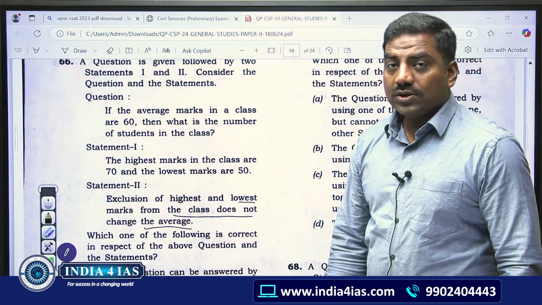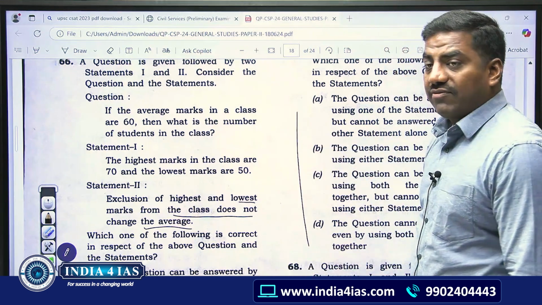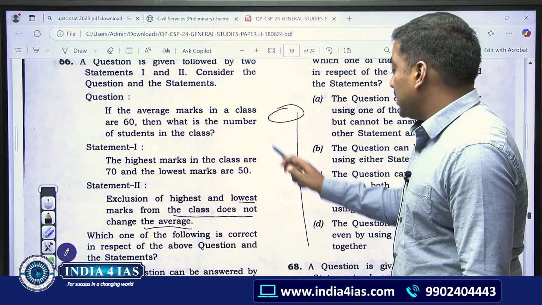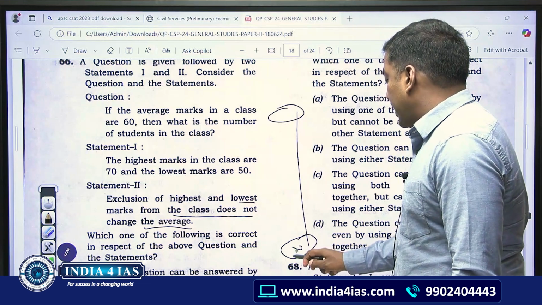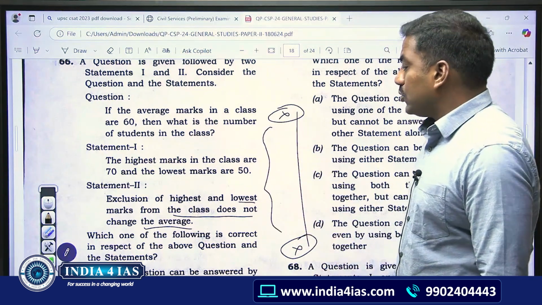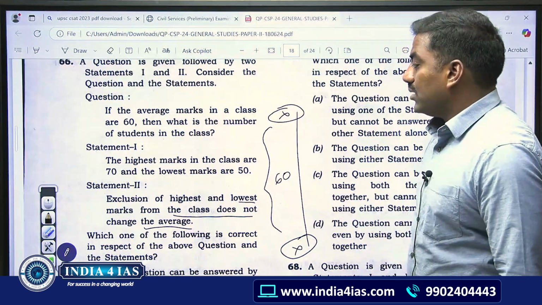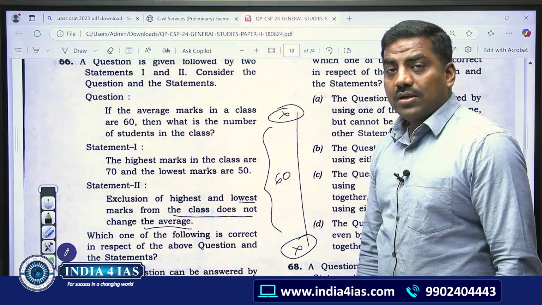This is the reverse of what they are giving. These are the number of students that we have, and I am trying to exclude the highest marks and the lowest marks. That means the remaining students have the average as 60.